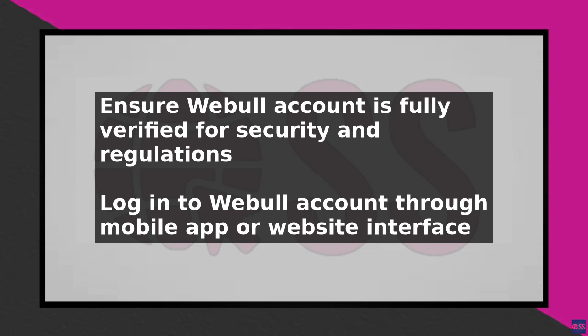Log into your Webull account using the mobile app or the website. Navigate to the main page and click on the account icon, usually represented by your profile picture or initials. From the drop-down menu, select the option that says Account or Portfolio.